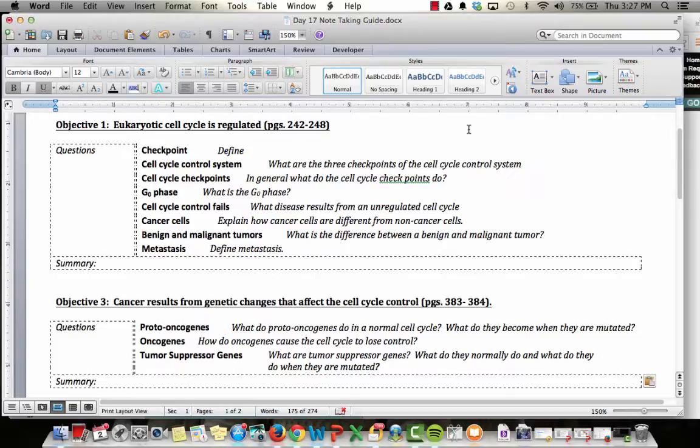In this podcast, we're going to cover objectives 1 and 3. It's really difficult to separate these into two separate ones because they're critically linked. Now, as I recommended, you should have watched Objective 2's podcast first. That was the one on mutations.